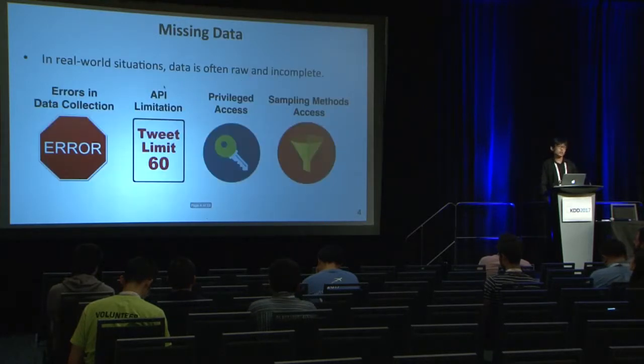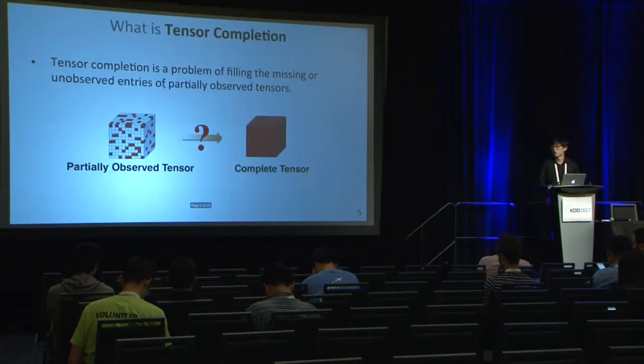But in the real-world situation, the data is often raw and incomplete owing to a lot of reasons, such as maloperations, limited permissions, and some natural drawbacks of the sampling method we use. So this missing data issue inspires us to think about the tensor completion problem, which aims at filling the missing or unobserved entries of partially observed tensor objects.